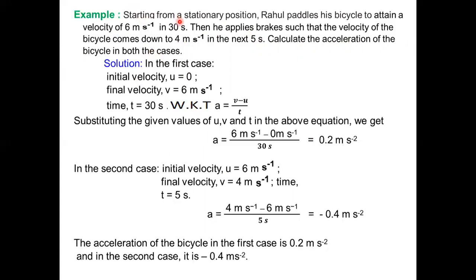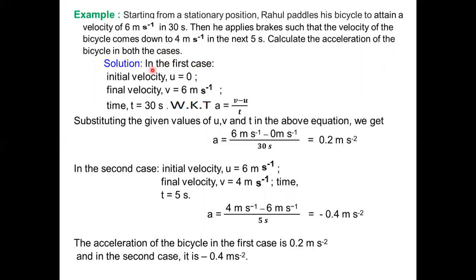See children, here starting from a stationary position means here the object is not changing its position. Rahul pedals his bicycle to attain a velocity of 6 meters per second. Here time is 30 seconds. Then he applies the brakes such that the velocity of the bicycle decreases to 4 meters per second in the next 5 seconds. Here you have to calculate the acceleration of the bicycle in both the cases.